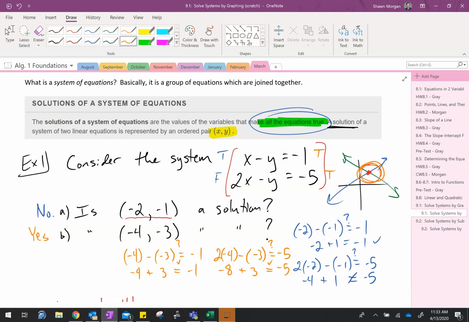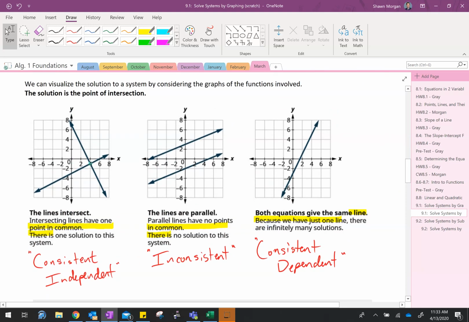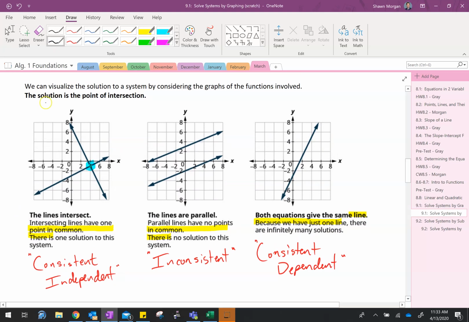So that was example 1, just checking to see if something is the solution to a system. Next, I'm going to scroll down and we're going to talk about how there are 3 possible scenarios for your system of linear equations. The first one, as we mentioned a moment ago, is where there's one and only one point of intersection. So there's one solution for this type of system. It's called a consistent or an independent system.